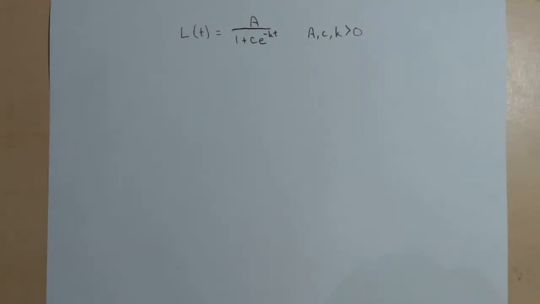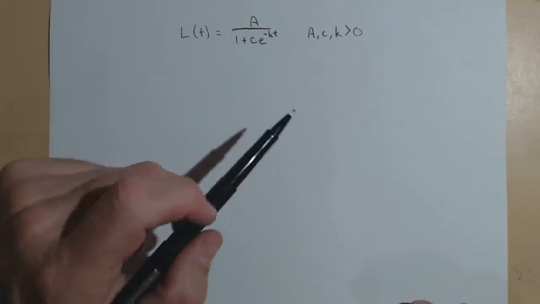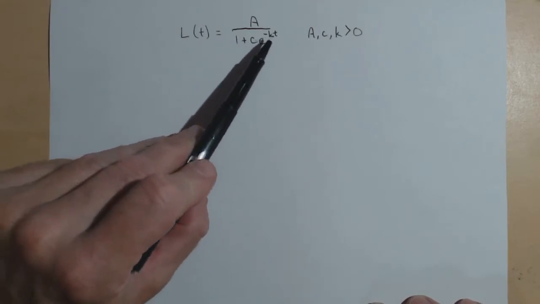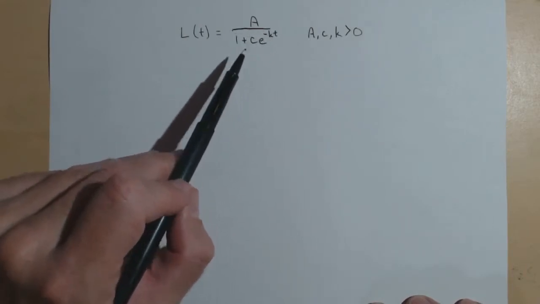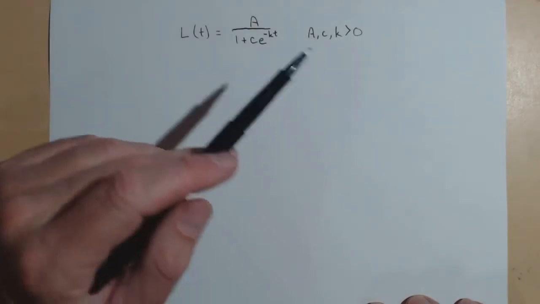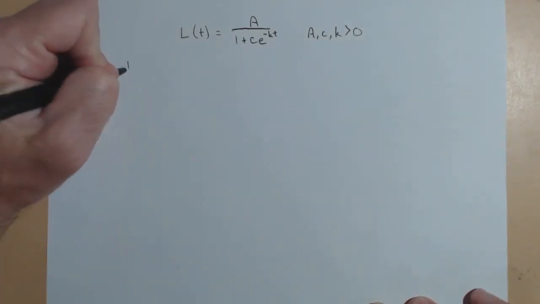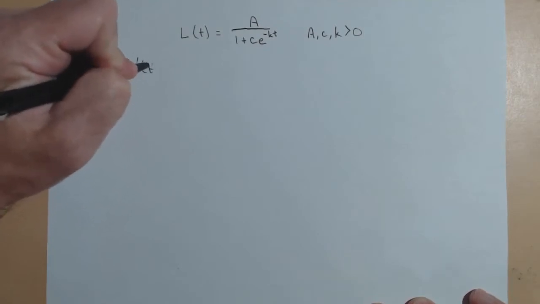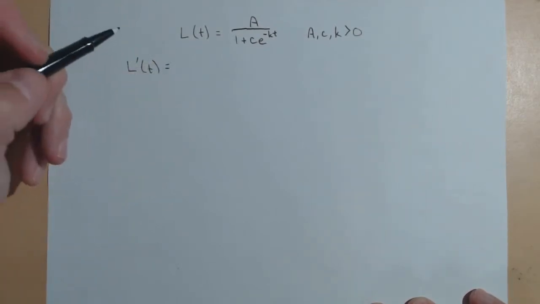In activity 3.6, we're going to do some analysis on a type of function called a logistic function, which have this form. A, C, and K are all parameters that are going to be greater than 0. So the first thing we're going to do is calculate the derivative and see if there's any critical points.